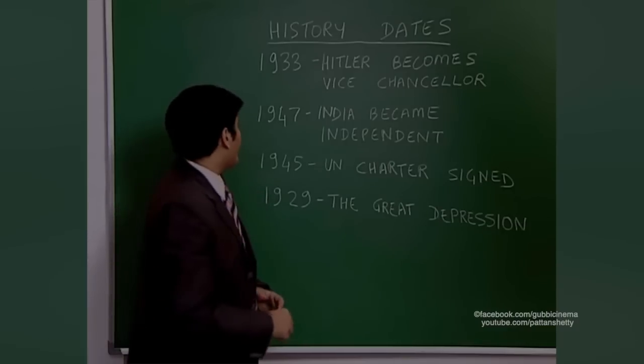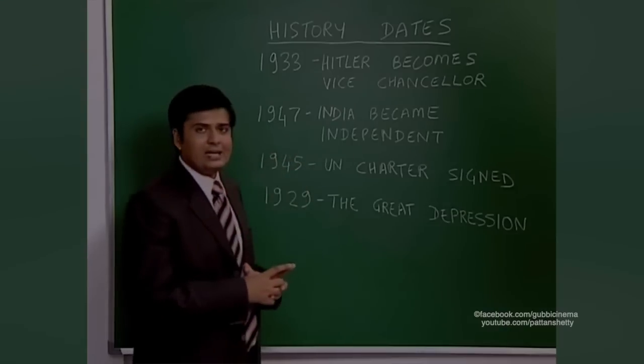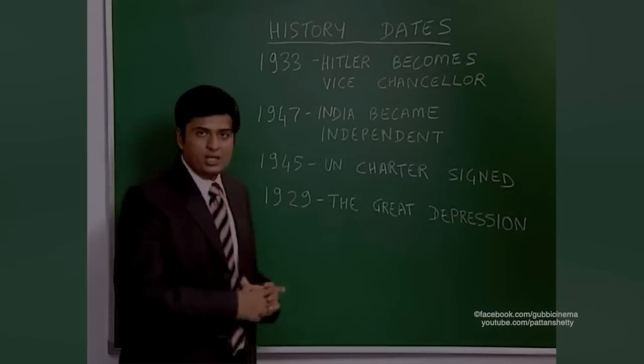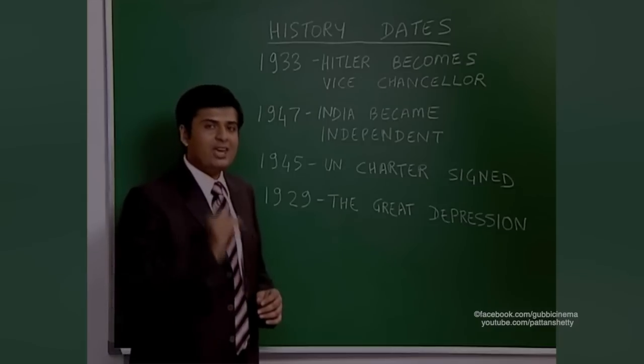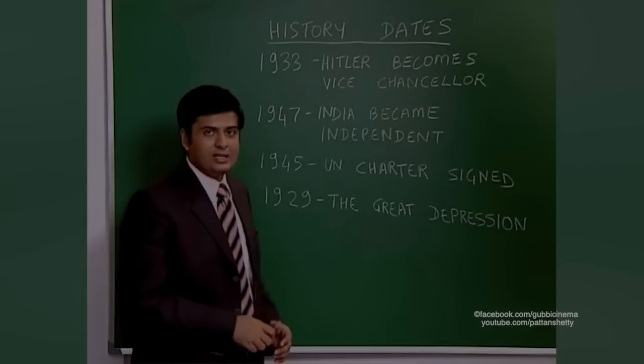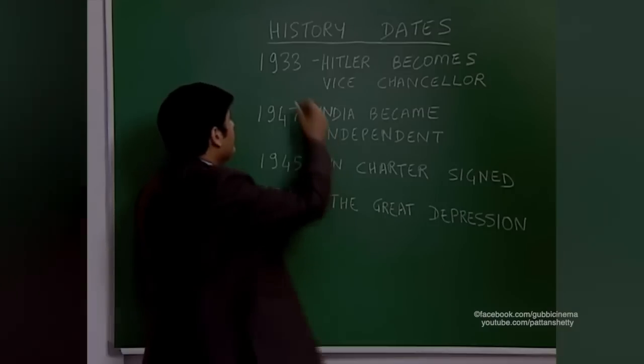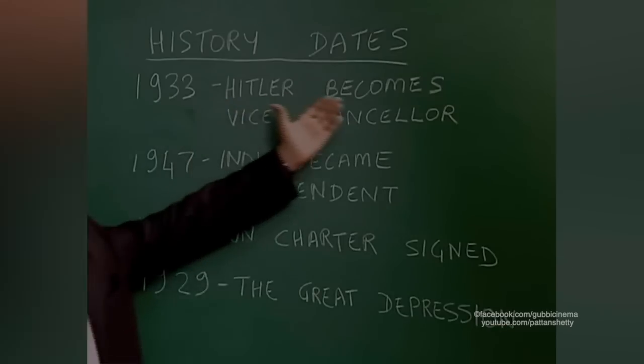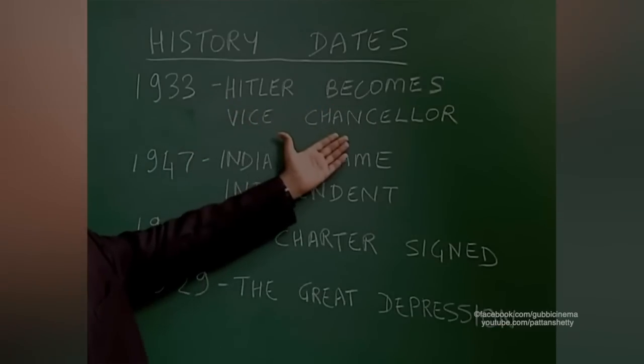Now friends, what I have taken here is I have randomly selected certain dates from history, and I have told you the event that took place on that date. Like for example, in 1933, Hitler becomes the Vice Chancellor of Germany.